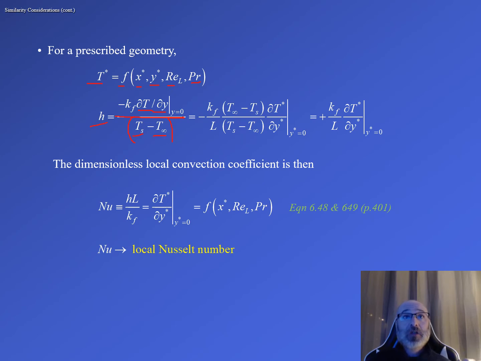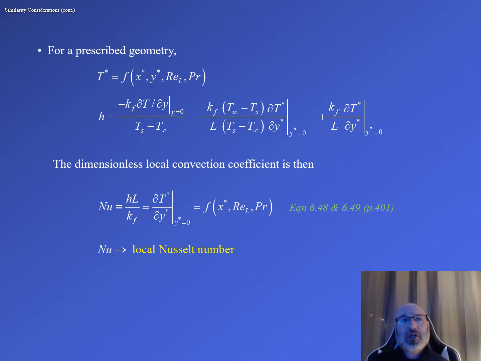So we can reduce this down a little bit, plug in for our relationships here, and we can see that this is equal to our negative k sub f over L times now our ratio right here between our temperature difference between our surrounding fluid temperature and our surface temperature, all over our surface temperature minus our surrounding fluid temperature right there. And this is times now our partial of our dimensionless temperature with respect to y star, dimensionless right there, evaluated when our y star is equal to 0. So this now then becomes this relationship here. We have our positive k sub f over L times our partial of temperature with respect to y, both dimensionless, evaluated when y is equal to 0.